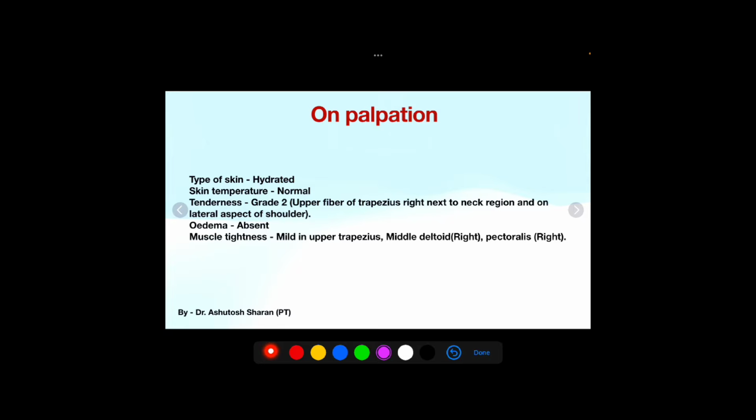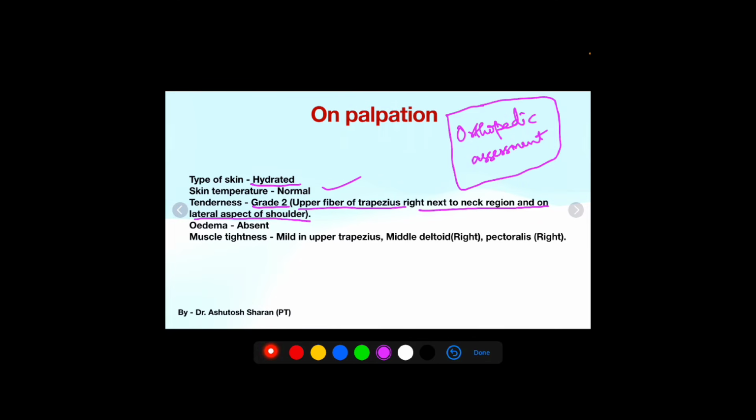Next one is palpation. There is hydrated skin, skin temperature is normal, but there is grade 2 tenderness in the upper fibers of the trapezius, right next to the neck region, and on the lateral aspect of the shoulder. Can you tell me all the grades of tenderness? Actually, I have discussed the grades of tenderness in my orthopedic assessment video. In that video, I have discussed what data you need to take from the patient to complete your assessment. So you can go and watch that video. I'll give that link in the description box.